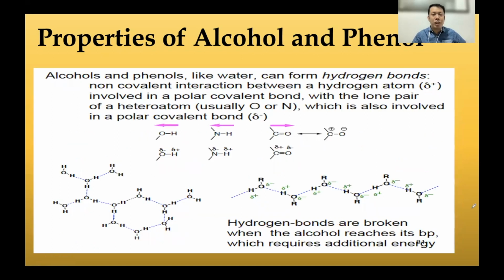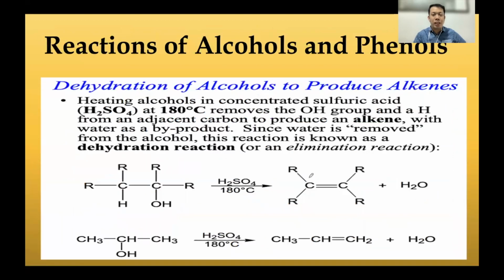So alcohols and phenols, like water, can form hydrogen bonds, a non-covalent interaction between a hydrogen atom involved in a polar covalent bond and the lone pair of a heteroatom, which is also involved in a polar covalent bond. So these are the structures for that. Hydrogen bonds are broken when the alcohol reaches its boiling point, which requires additional energy. Right. So these are the reactions of alcohols and phenol.